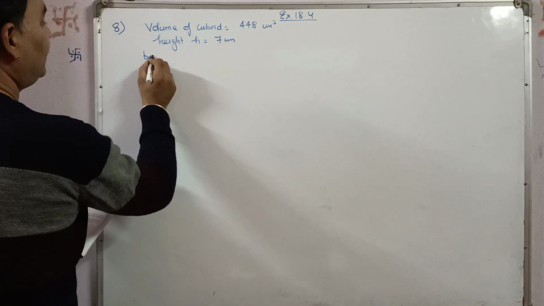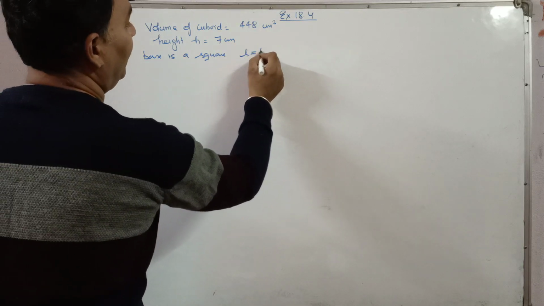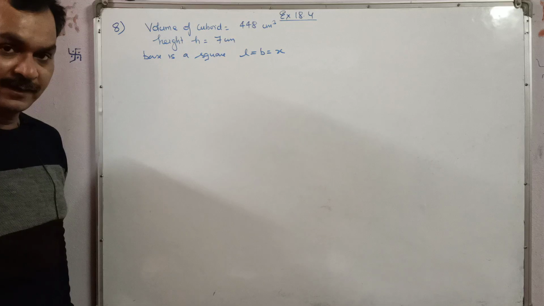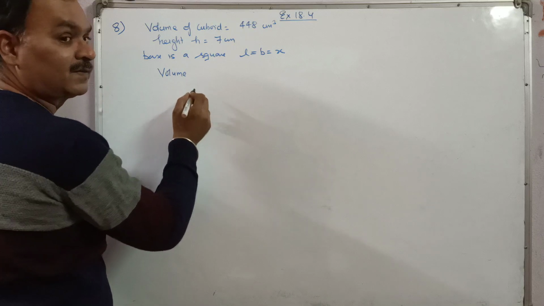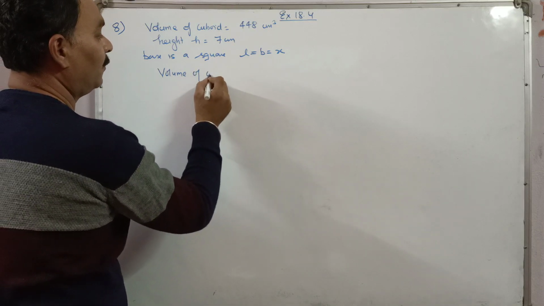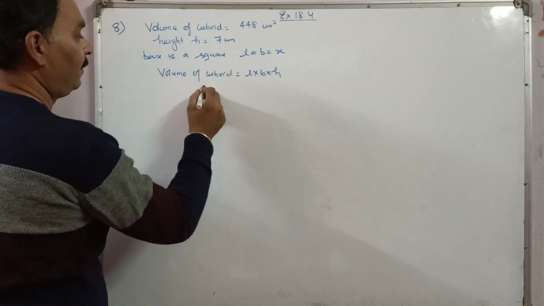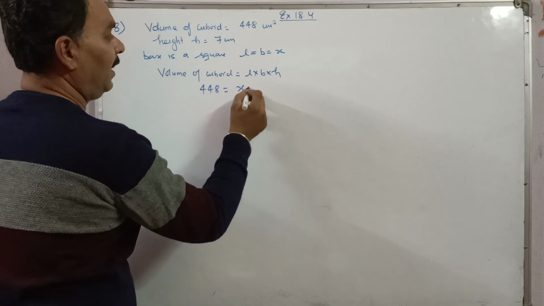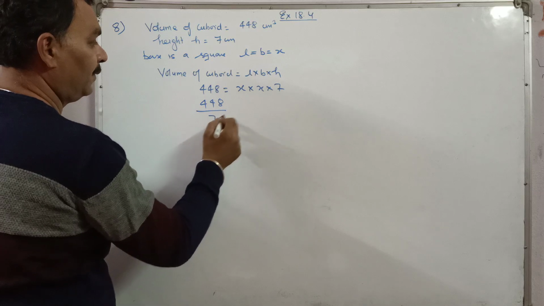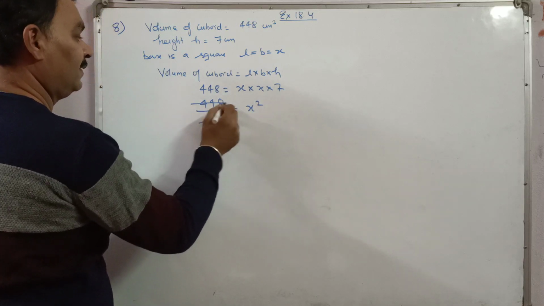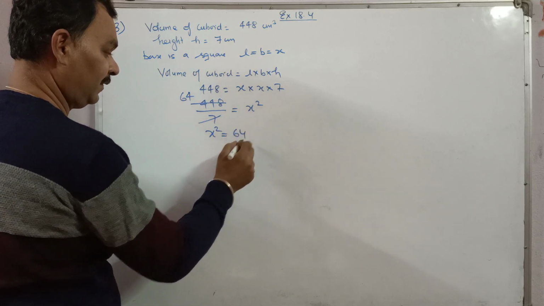and base is a square. Base is square, that means length and breadth are equal. Let it be equal to x. Now, since the volume is given, we are going to use the formula for the same. The volume of cuboid is equal to length into breadth into height. So 448 is x into x into 7. So 448 upon 7, x into x will be x square. 7 6 is 42, 7 4 is 28. So x square is equal to 64.